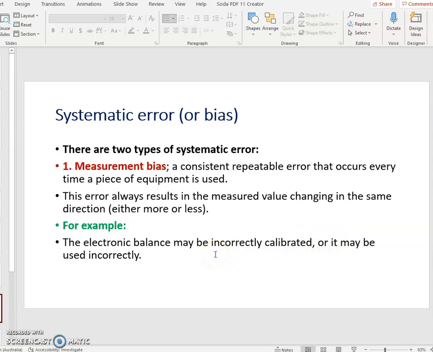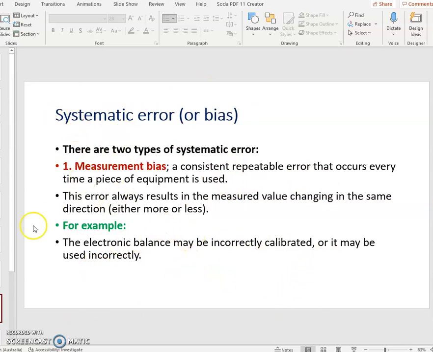So if a balance or a thermometer or a stopwatch that you're using is not calibrated properly, or you're using it incorrectly, that's obviously not a random thing. It's going to affect every single time that you use that piece of equipment, and it's going to create the same amount of error every single time. So it's going to affect the accuracy of the entire thing because every measurement is going to be out. It's going to be incorrect.